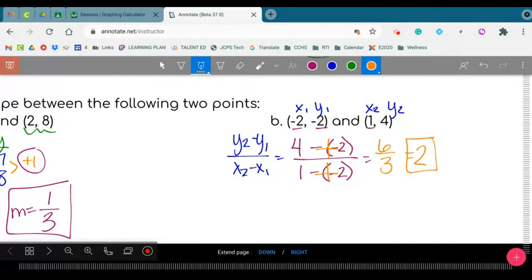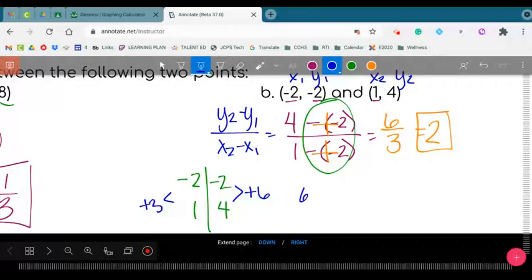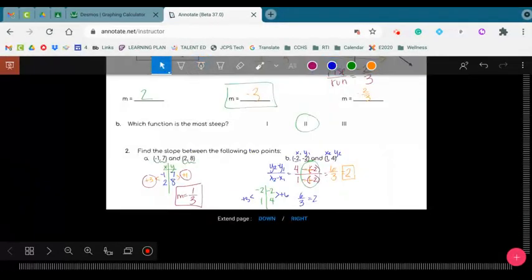Now, the reason the equation gets kind of tricky is because on this one, we had two negatives together, so we have to remember to change into a positive. Now, if you were just to put those points into a table, just want to show you guys. You go up 6, up 3. So you would still have 6 over 3, which equals 2. So it doesn't matter which way you do it, whether you use the table or the equation, both will work. Okay, next page.